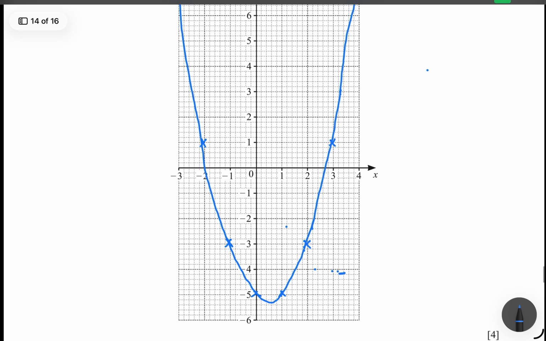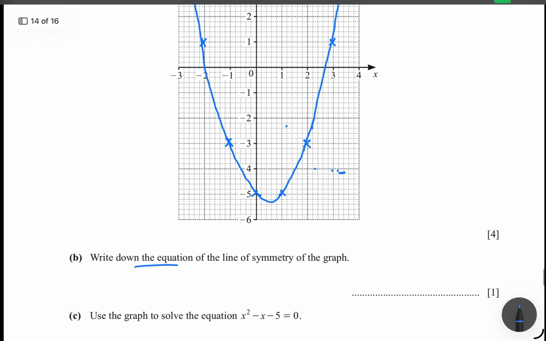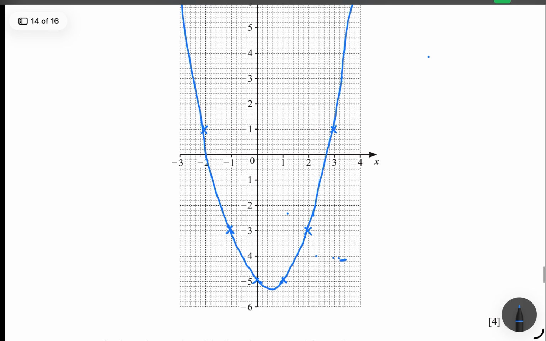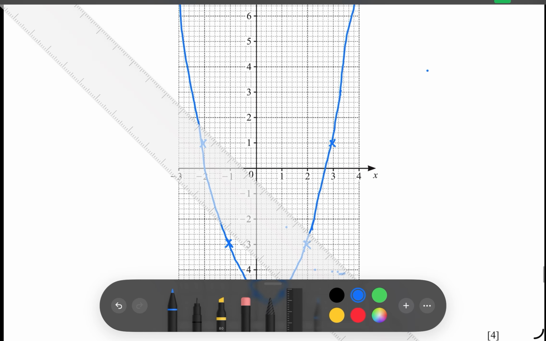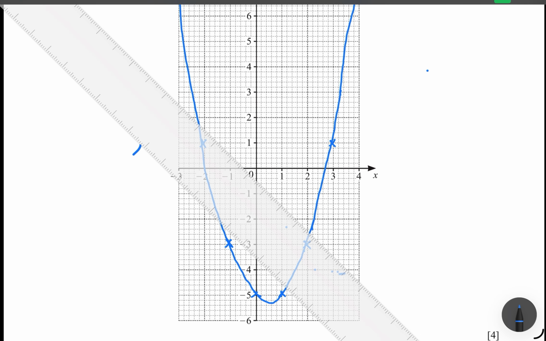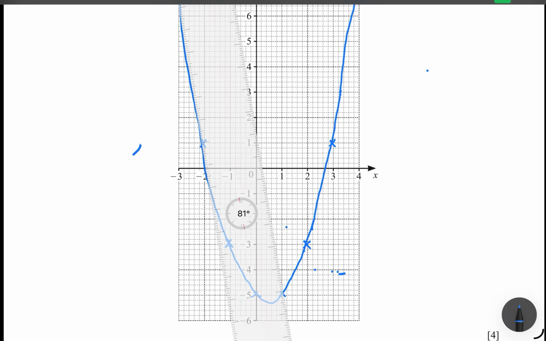Now next part is write down the equation of the line of symmetry. So equation, if you see here, this graph is symmetrical at this point. This is going to be the line of symmetry at this point.